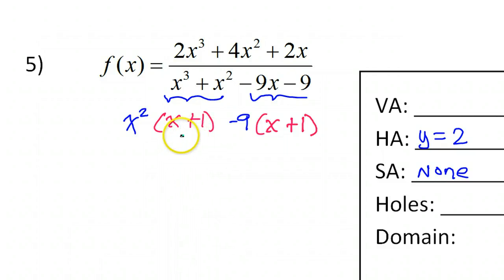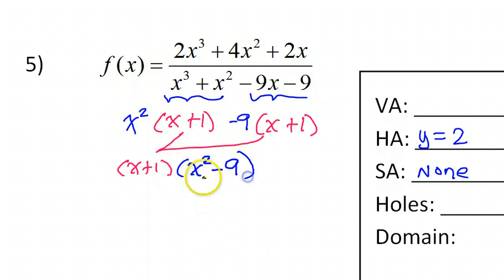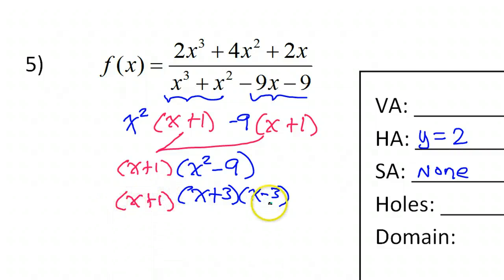Once you have that, you see how we have these x plus 1s that are the same? You can pull that out front, pull that out as a GCF. And that's going to leave behind x squared minus 9. But we don't stop there. Oh no, because x squared minus 9 can factor further as x plus 3 times x minus 3. So this is the complete factorization of the denominator right here.